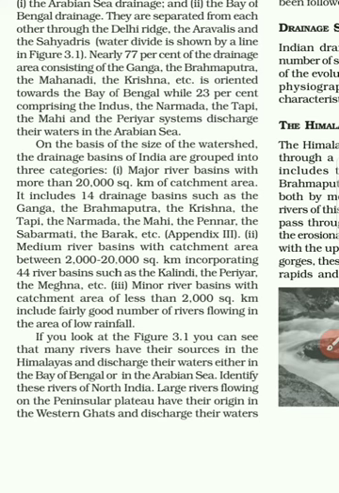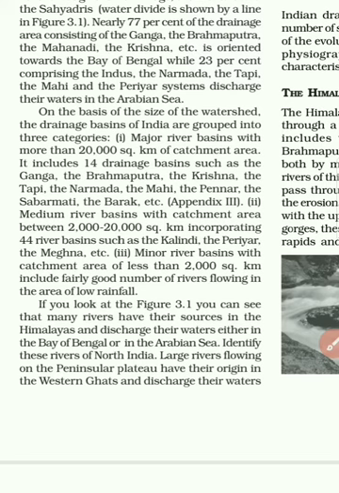On the basis of the size of the watershed, the drainage basins of India are grouped into three categories. Major river basins have more than 20,000 square kilometers of catchment area. There are 14 drainage basins such as Ganga, Brahmaputra, Krishna, Tapi, Narmada, Mahi, Pennar, Sabarmati, and Barak. Medium river basins have a catchment area between 2,000 and 20,000 square kilometers, incorporating 44 river basins such as Kalindi, Periyar, Meghna, etc. The minor river basins with a catchment area of less than 2,000 square kilometers include a fairly good number of rivers flowing in areas of low rainfall.